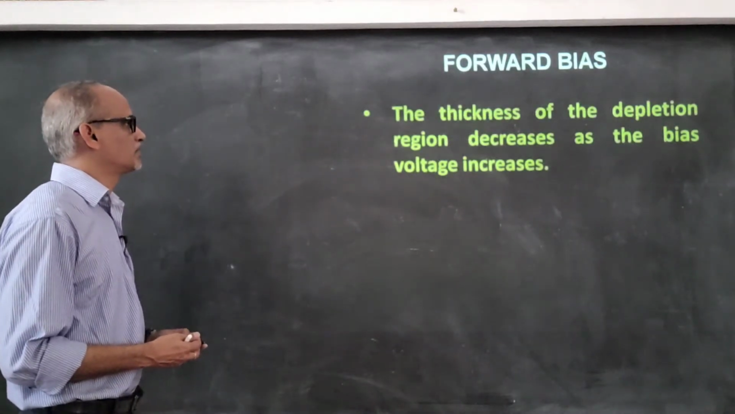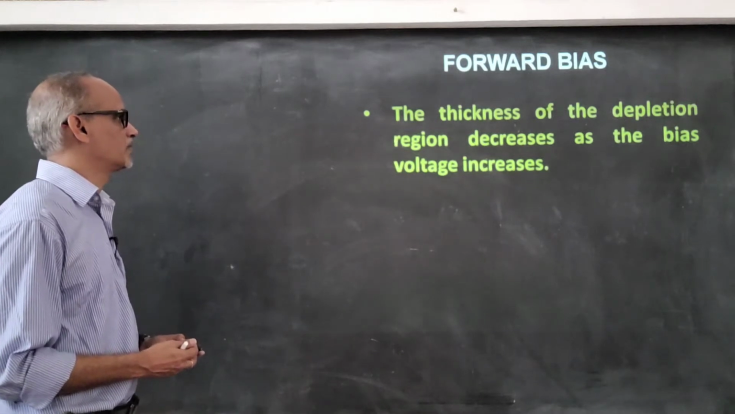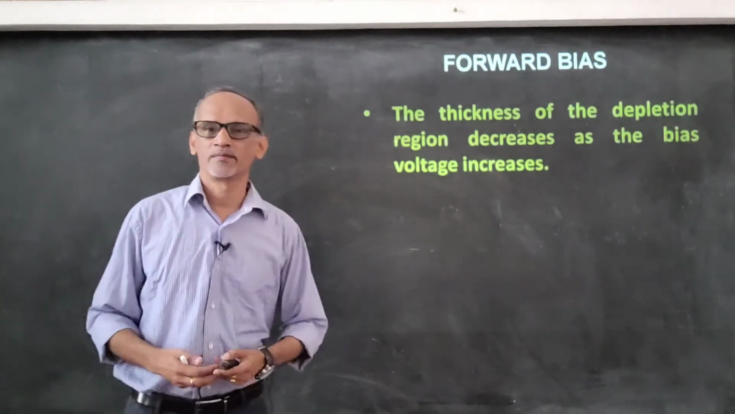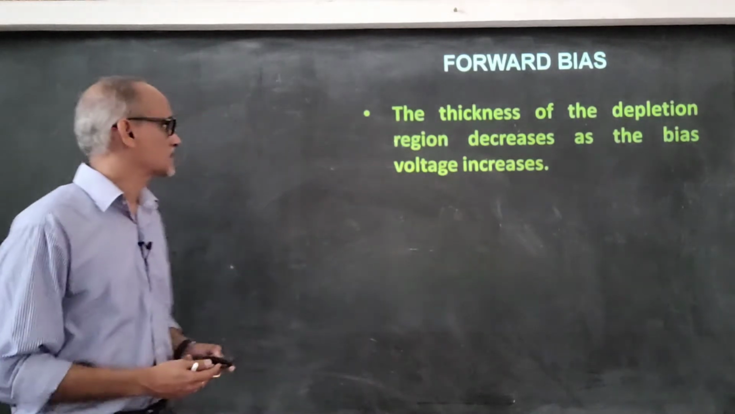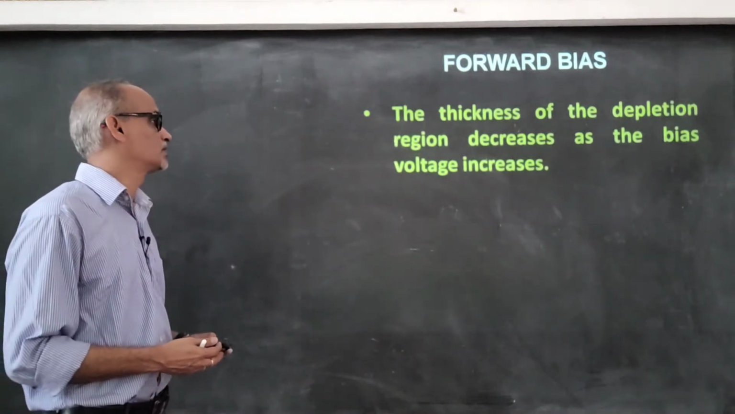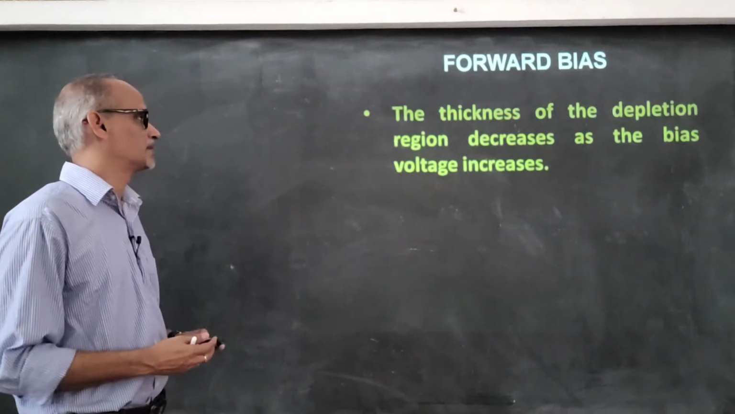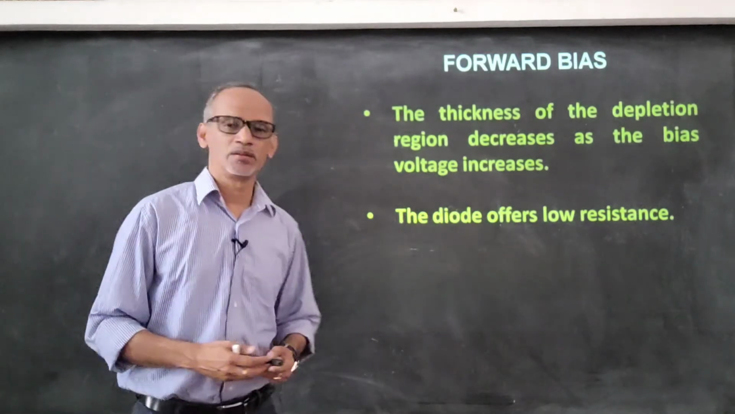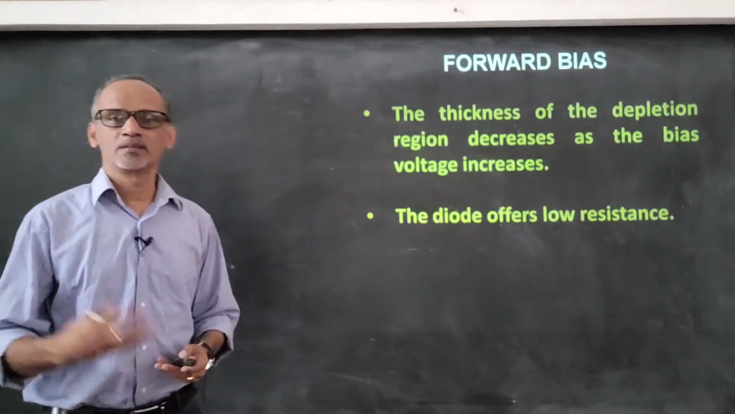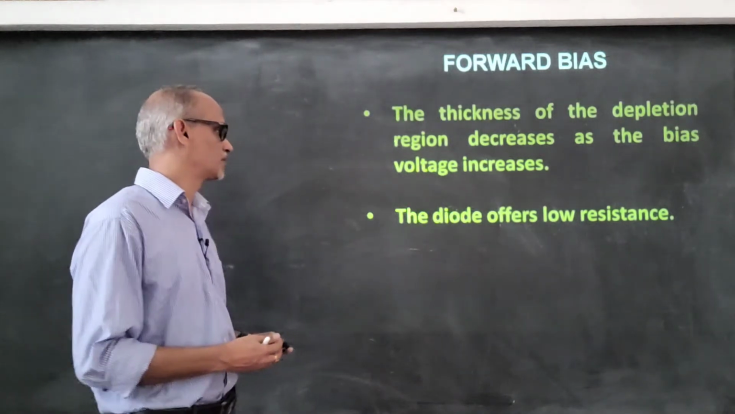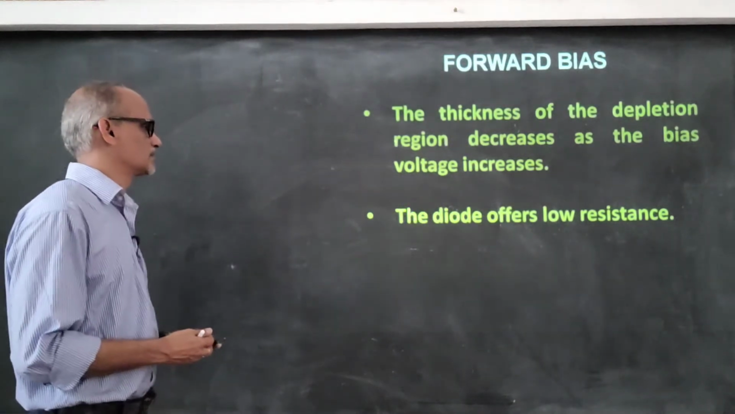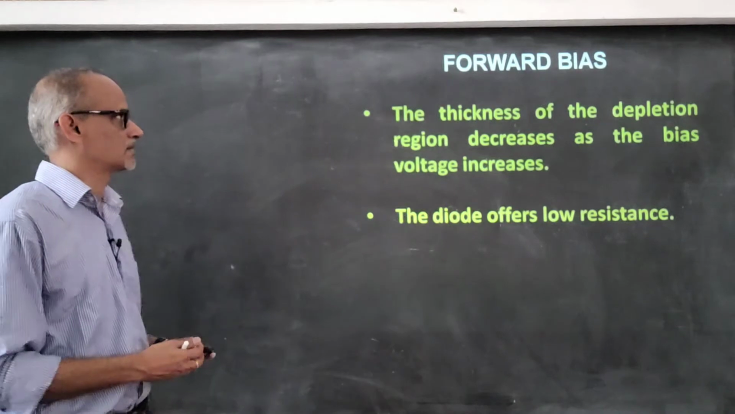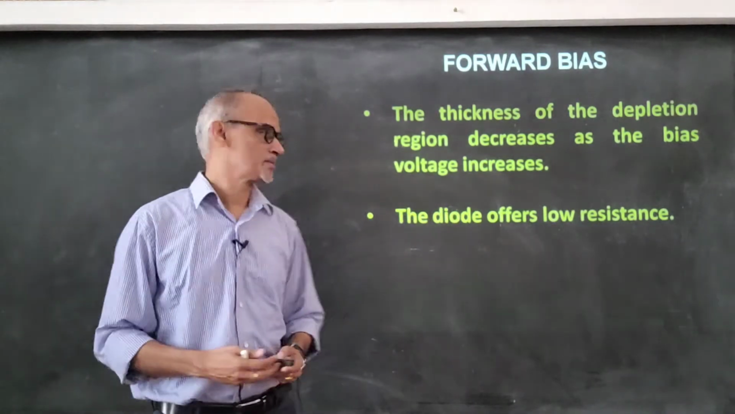The thickness of the depletion region decreases as the bias voltage increases. So this is in forward bias. In reverse bias, the thickness of the depletion region increases as the bias voltage increases. The diode offers low resistance in forward bias as it allows the current to flow through it very easily, whereas the diode offers a high resistance in reverse bias.